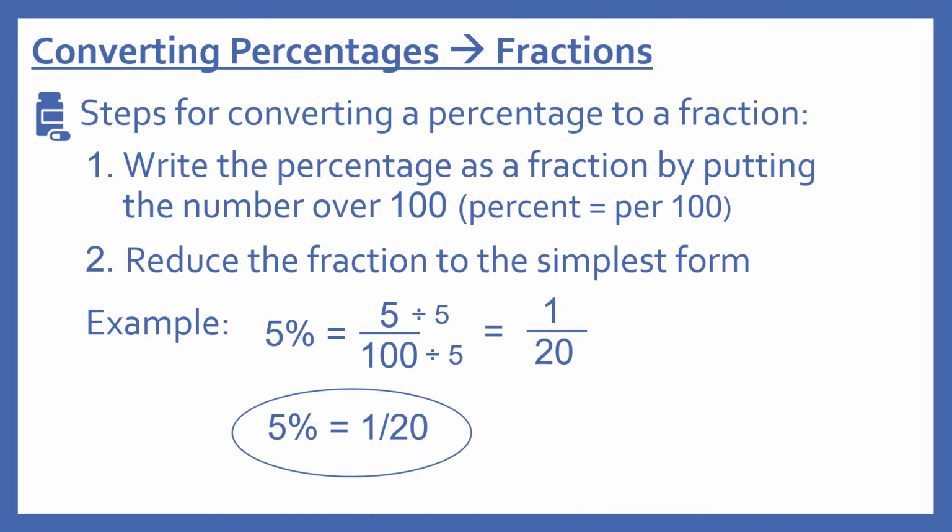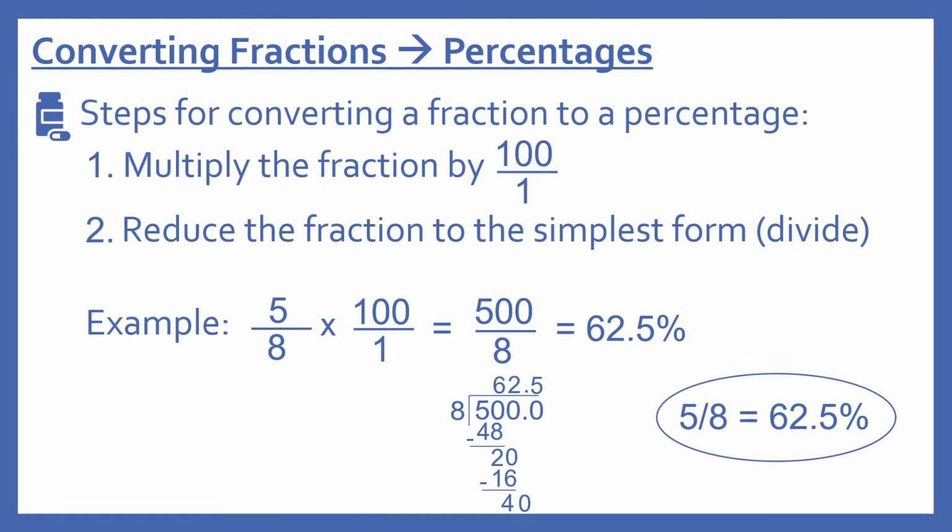So now we'll look at converting percentages to fractions. First, you're going to write the percentage as a fraction by putting the number over 100. Remember, percent means per 100. And then we'll reduce the fraction to its simplest form. So for example, 5%, to write that as a fraction, will be 5 over 100. That's not in its simplest form because both numbers are divisible by 5. So we'll divide 5 by 5, and that equals 1, and then 100 divided by 5 equals 20. So 5% as a fraction would be 1/20.